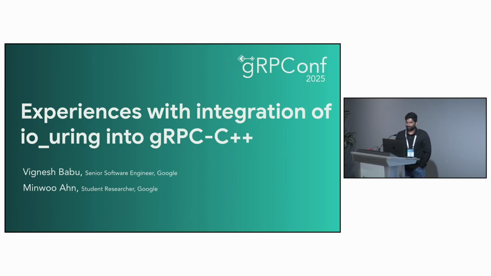This talk, I'll cover our experiences with the integration of IO Uring, which is a cutting-edge Linux IO API, into the high-performance gRPC-C++ stack, which is widely used for backend server-to-server communication. For this work we collaborated with a student researcher, Minwoo, who unfortunately couldn't be here in person. I'll be talking about our key takeaways based on our experiences.